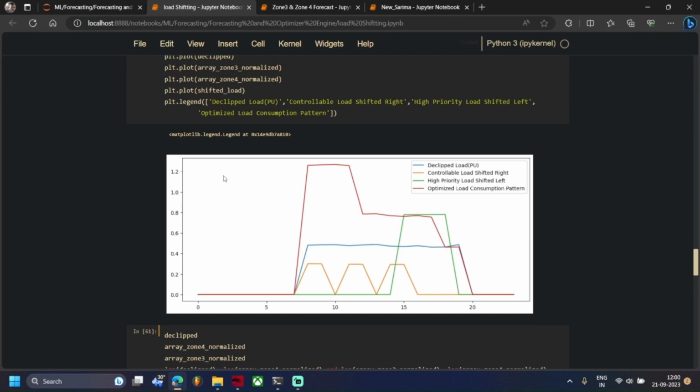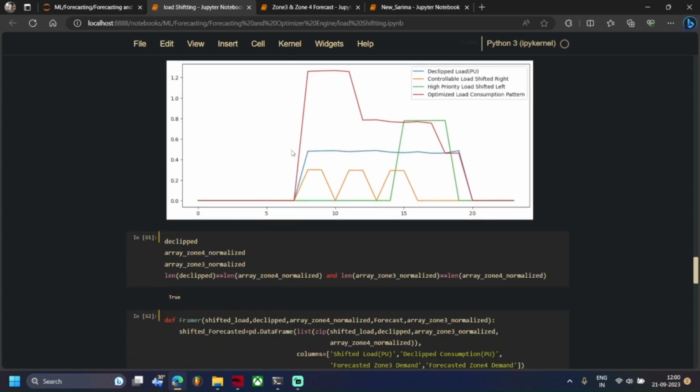So we have utilized this minima and local minima, and I think this is the most optimal according to our constraint. Then we shifted this high priority load to the left, and the controllable load to the right. As you can see, these orange loads are shifted right, and we have adjusted them in the time frame. The red one is the time frame, and it's done successfully.